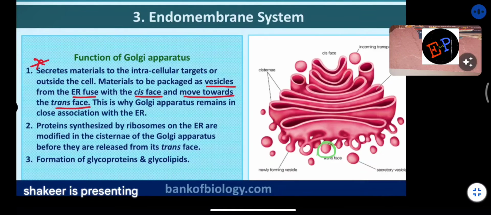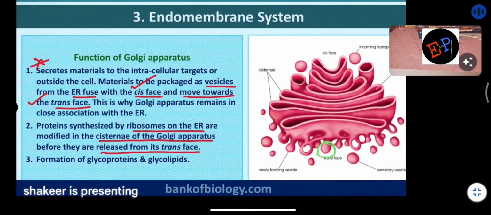So whatever materials are produced in the endoplasmic reticulum, what are the materials produced there? There are many secretions, and there are many proteins also. All these travel in this Golgi apparatus. From where do they start? They start from the cis face and they reach the trans face. This is why the Golgi apparatus remains in close association with the endoplasmic reticulum. That is the reason why it is attached to the endoplasmic reticulum. So proteins synthesized by ribosomes on the endoplasmic reticulum are modified in the cisternae of the Golgi apparatus before they are released from its trans face.